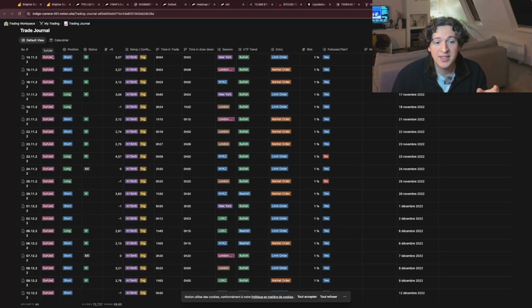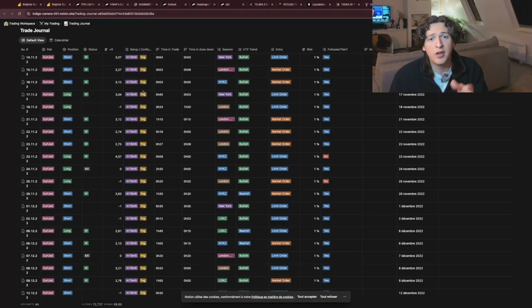So basically here you can see the asset you're trading. Here you can see the position, whether it's a short or a long. You can see if that was a win, break even, or a loss, and you have a bunch of indications about your trades: the risk reward, the setup confluences, how much time you stayed in the trade, which session, and you can add a lot of other data to your manual journal.